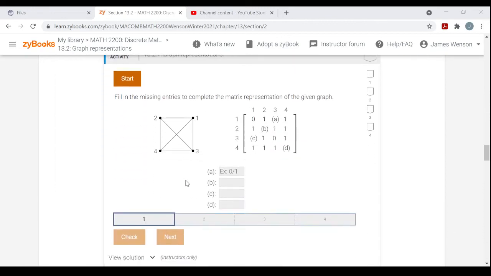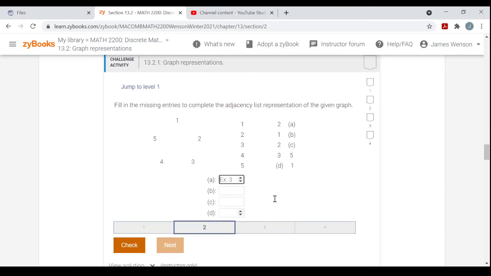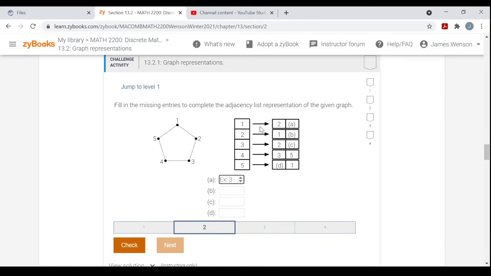All right, then your challenge activity. Again, I'm going to leave these to you. This should be pretty easy. Here you're filling out, what should A be, should A be 1 or 0, should B be 1 or 0, should C be 1 or 0, and should D be 1 or 0 for this graph. Very, very simple. Level 2, you're filling in an adjacency list representation. So again, very, I think, easy.